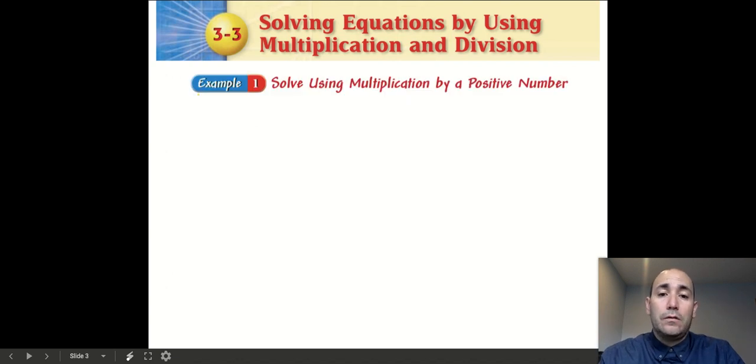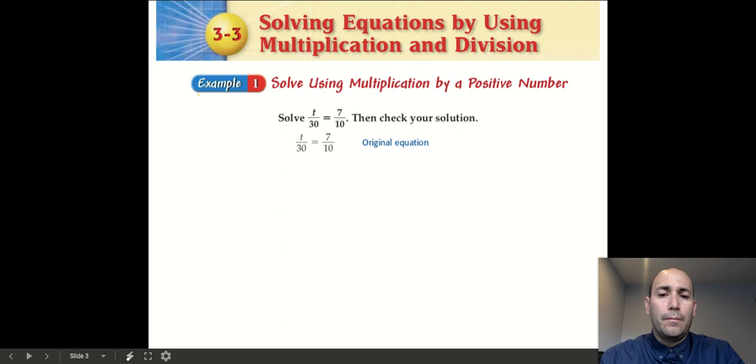So how do you solve an equation using multiplication? Here we have an equation. It says solve t over 30 equals 7 over 10, and then check your solution. Just like before, we're going to check our solution, make sure we did it all right. So here's the original equation, important to write that down. t over 30 equals 7 over 10.